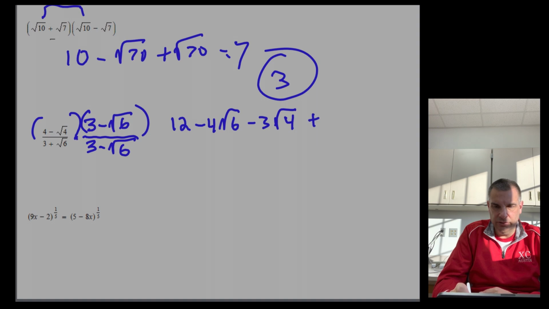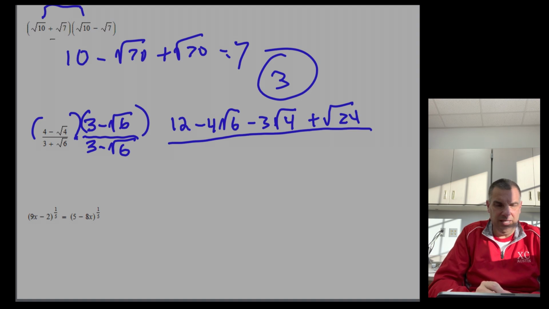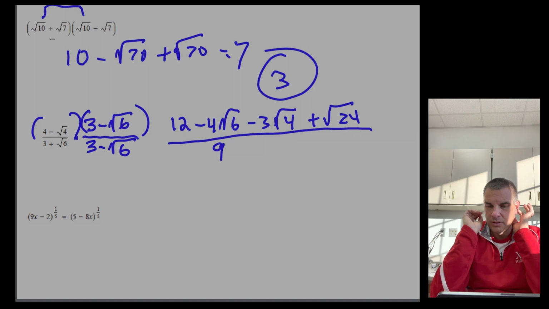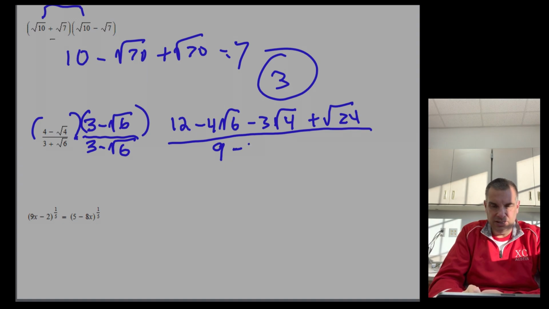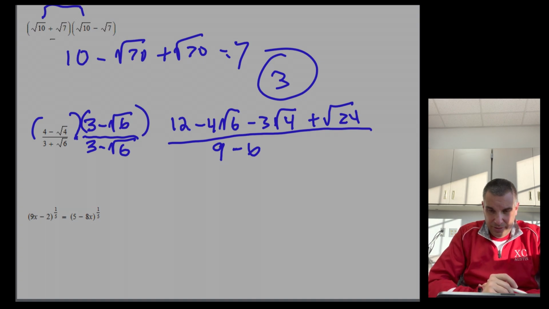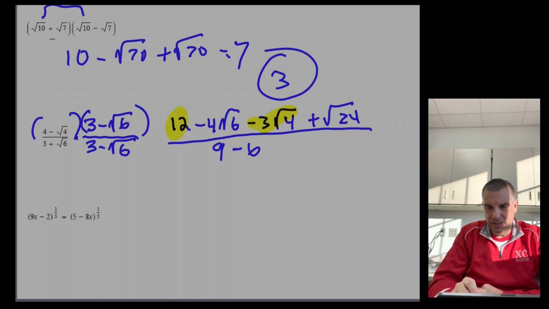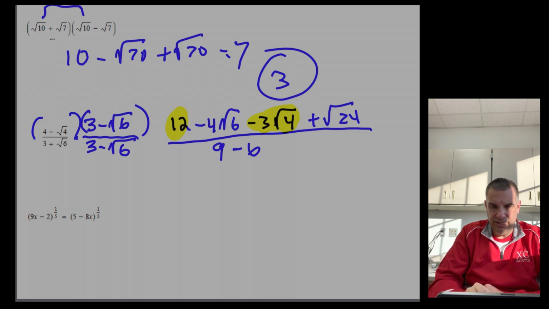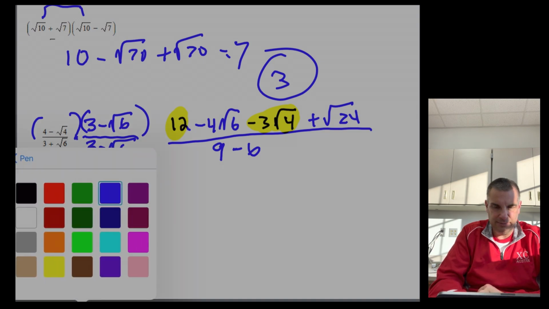Plus radical 24. I'll simplify that in a minute. In the bottom, 3 times 3 is 9. Remember, with the conjugate, those middle terms go away. So we've got minus radical 6 times radical 6, which is just 6. So on the top, this is 12. This is minus 3 radical 4. Well, radical 4 is 2, 3 times 2 is 6, so 12 minus 6 is 6.